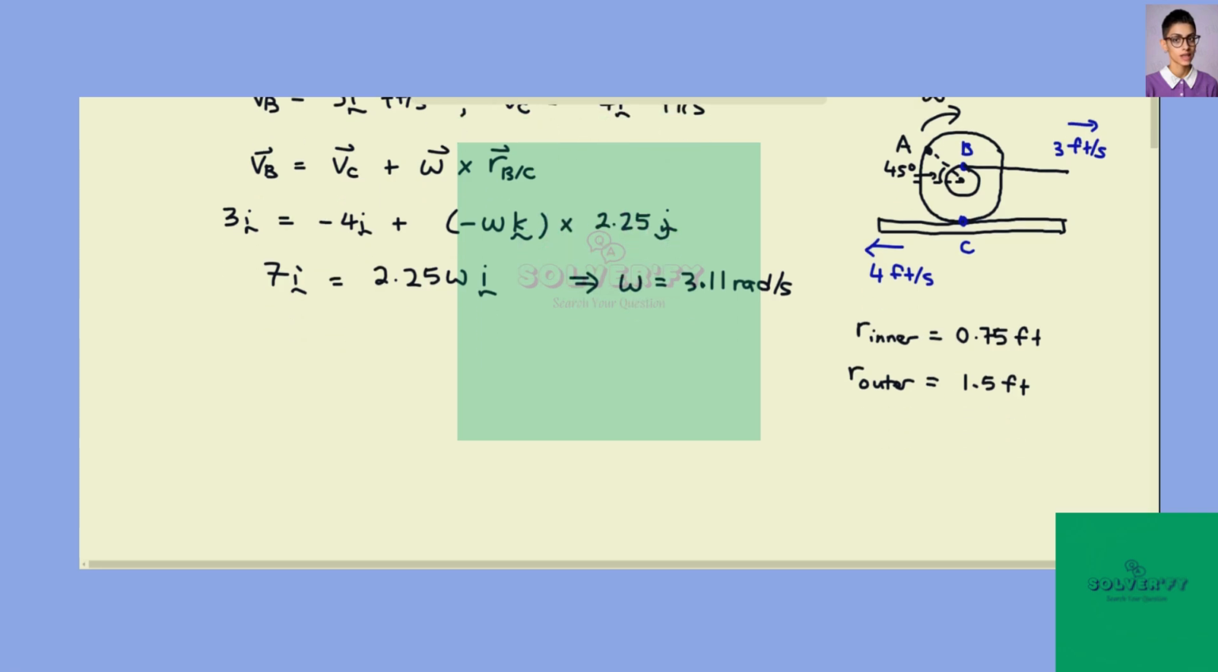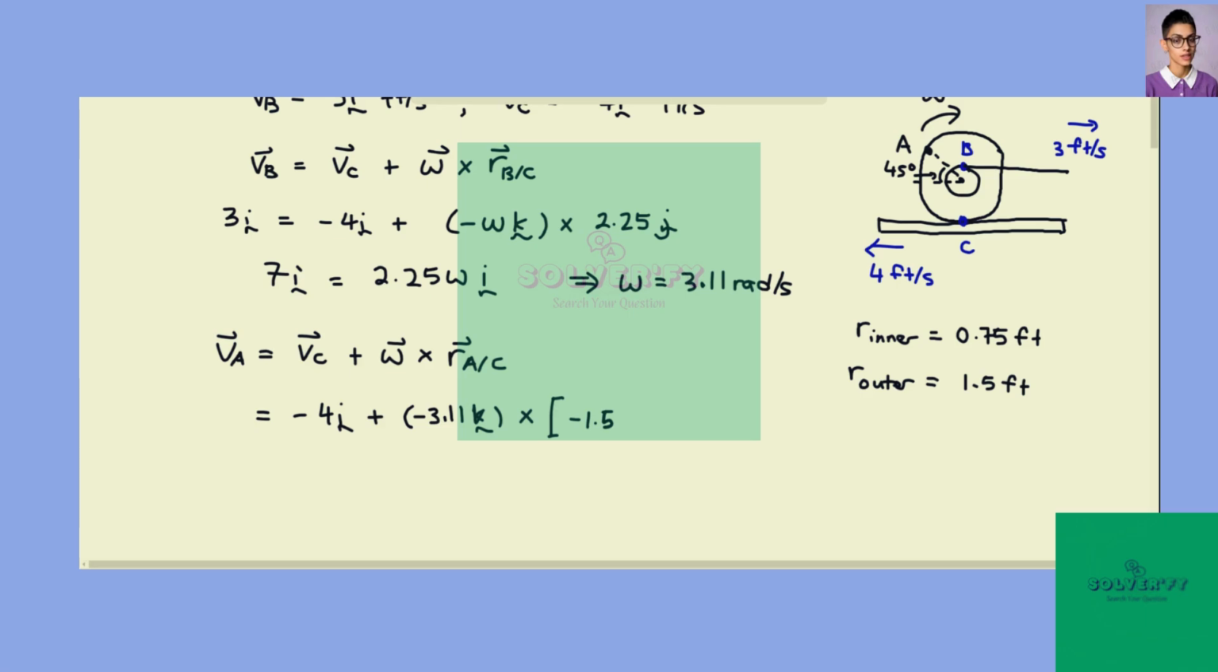Next we can find VA. VA is equal to VC plus omega cross the position vector of A relative to C. So this is minus 4i plus minus 3.11k, and then cross with the position vector.